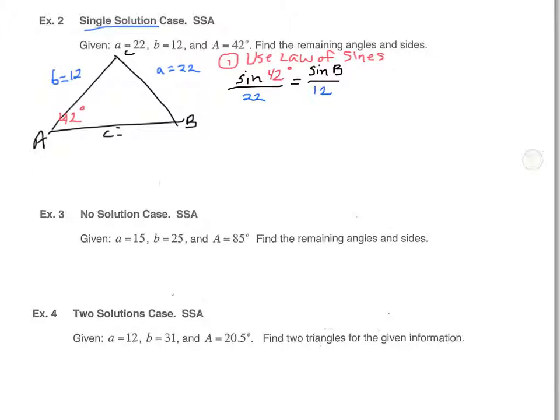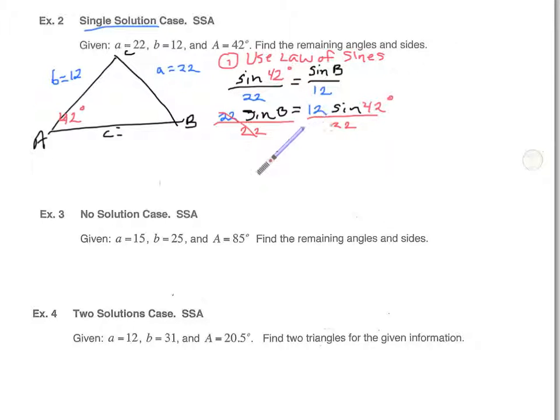So we're going to cross multiply. I get 22 times the sine of B equals 12 times the sine of 42 degrees. How am I going to solve for sine of B? Divide by 22. So those cancel. And so what I have left is sine of B equals all of this.